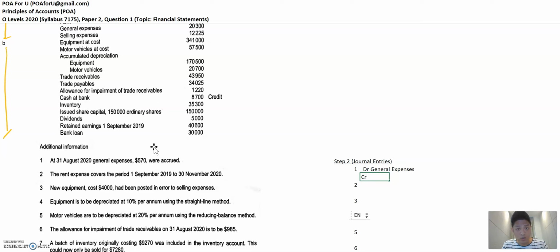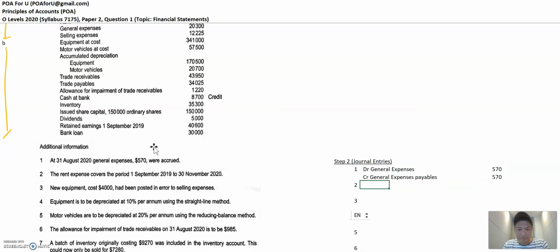So when you recognize an accrual, the liability goes up, so you put general expense payable, which is the new term under syllabus 7087. Before, you would see it referred to as possibly accrued expenses or accrued general expenses, and this is 570.